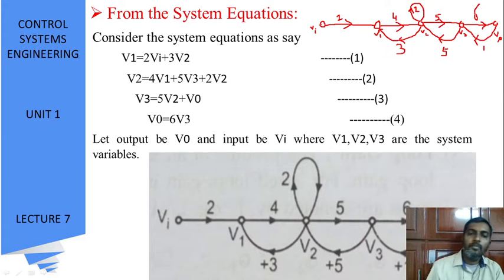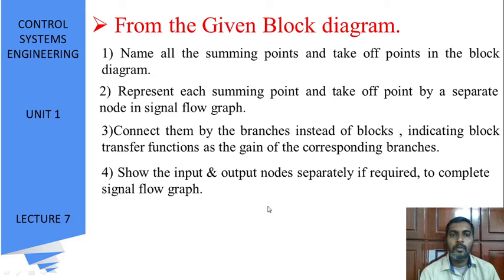So they are going to give us some equations, and by making use of these equations we need to draw the system. Let the output be V0 and the input be Vi, where V1, V2, V3 are the system variables, and by making use of these equations we are going to draw the signal flow graph.